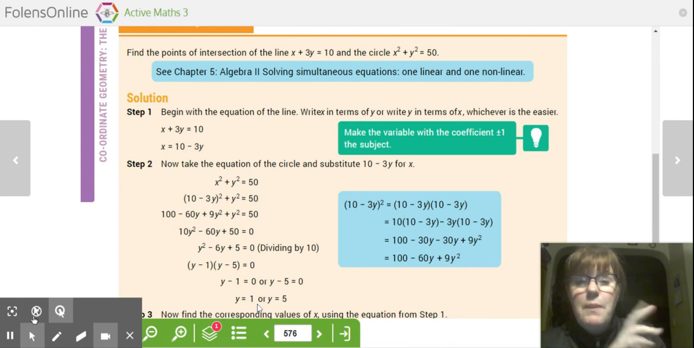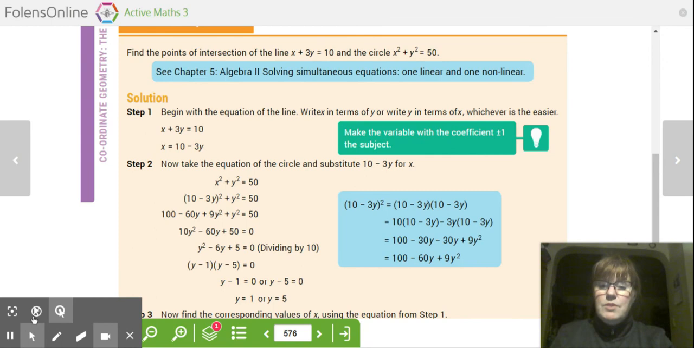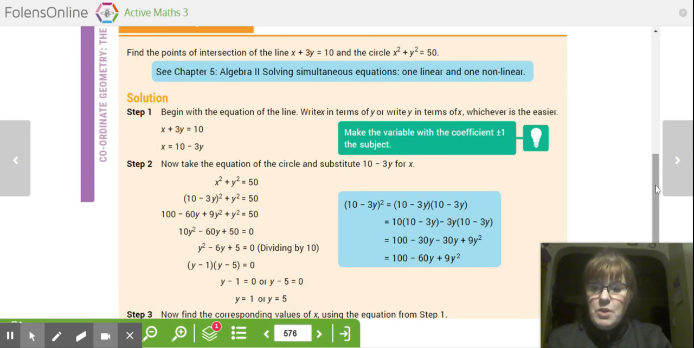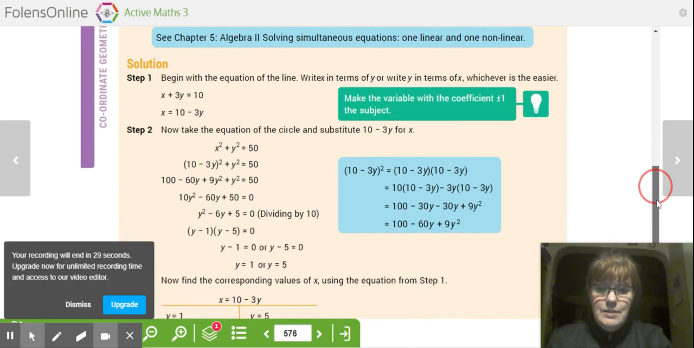And that's great, but that's only half your points, because you now have the y coordinates. And remember, each coordinate has an x part and a y to go with it. So you have to take this y value of 1, put it back in here for y, get your answer, then put the 5 that you got here, put that back in and see what you get.